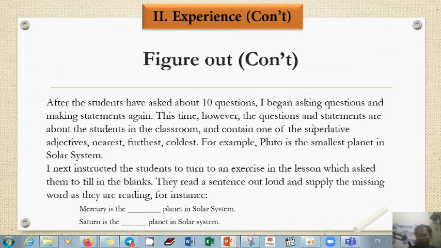This time, however, the questions and statements are about the students in the classroom and contain superlative adjectives like nearest, farthest and coolest. We include a little bit of grammar lesson as well. For example, Pluto is the smallest planet, also the farthest and coolest planet in the solar system. And then I instructed the students to do an exercise to get more comprehension: fill in the blanks, read a sentence out loud and supply the missing word based on the reading and understanding. For instance, Mercury is what? Mercury is the nearest planet in the solar system.